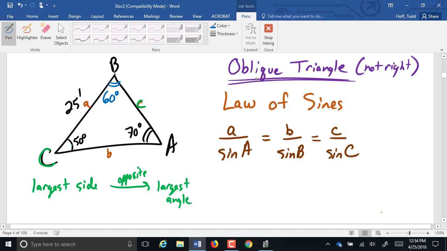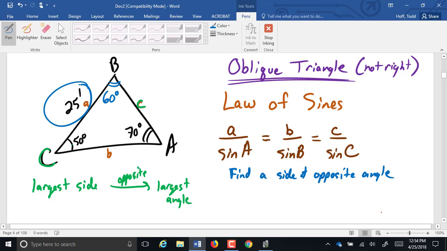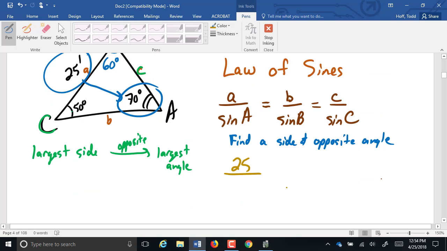So what does that mean? Well, it means we have to find a side and its opposite angle. Here we have only one side. That side is 25. What's its opposite angle? The 70. There we go. So we have that pair, which means we can use the law of sines. That side is 25, and it's going to be over the sine of 70 degrees.